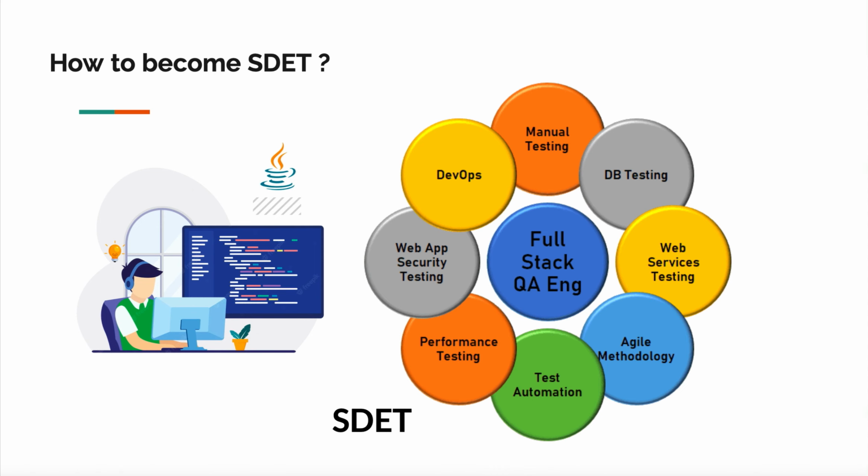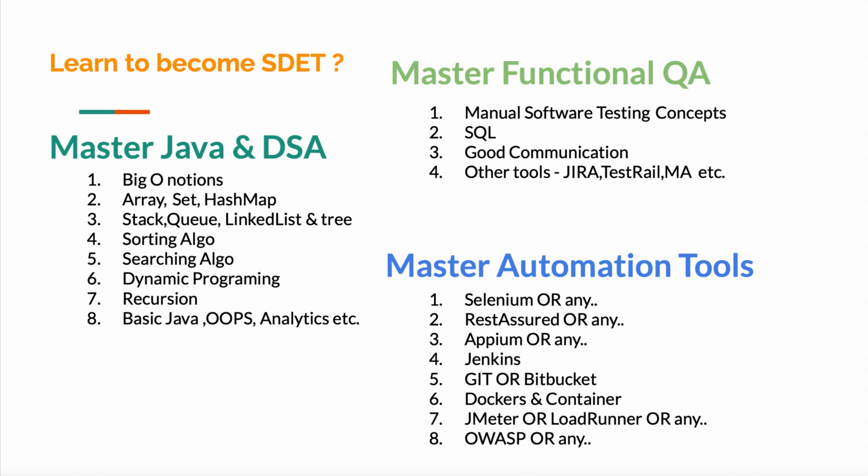So now let's see what skill set you need. If you want to switch from manual QA to automation or SDET, you should know Java, the complete Java OOPS concepts, and DSA, data structures and algorithms, in order to crack the interview. Without this you cannot go. If you know basic Java and OOPS concepts, you are good to go for automation. So you should know these topics which I have listed.